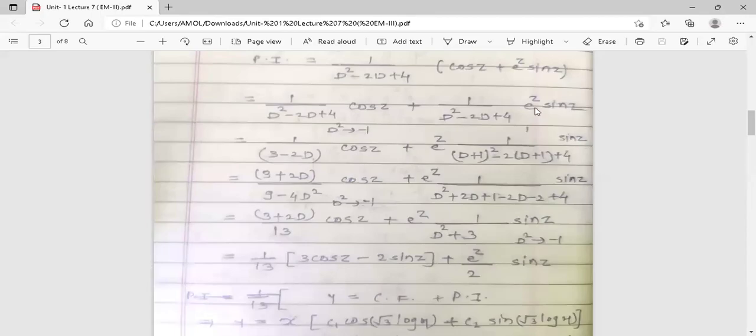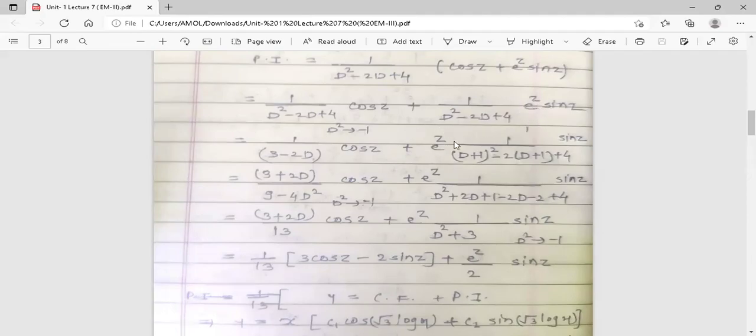Now the second term is e raised to z into sin z. So here use case 5 or type 5 of the shortcut method, because there is a product of two functions. One of them is exponential and the second one is a trigonometric function. So you replace the term of D by D plus 1, because we are going to solve for the exponential function first. So e raised to z as it is.